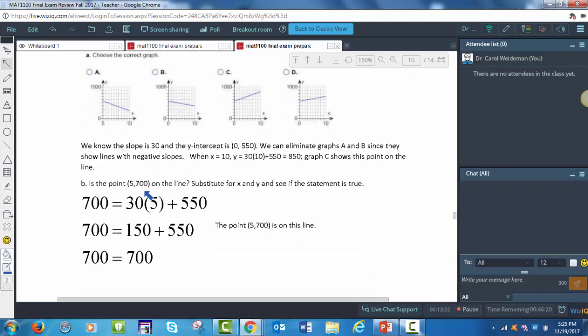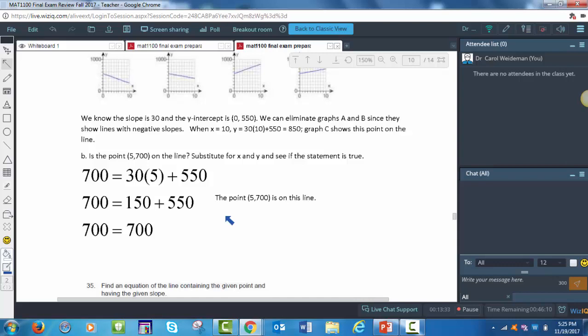Is the point (5, 700) on the line? So we're going to substitute these values for x and y and see if we get a true statement. And in fact, when we simplify, we do, so that point is on the line.